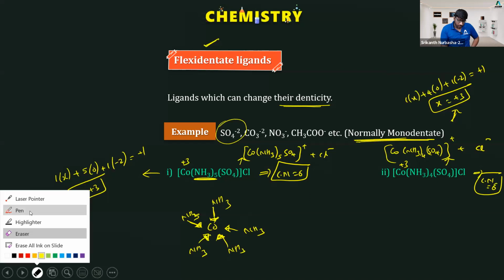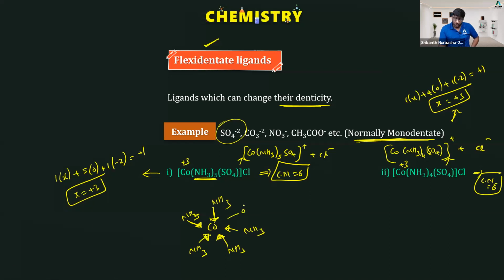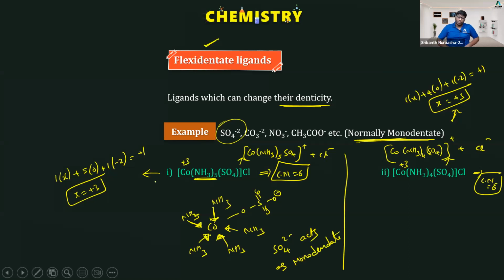Write down. So sulfate here: O minus, S double bond O minus. So O minus is giving the electron pair, so it is acting as monodentate. In the first complex, SO4 2 minus acts as monodentate. We have to decide this based on the coordination number. Look at the second molecule. Coordination number should be 6.